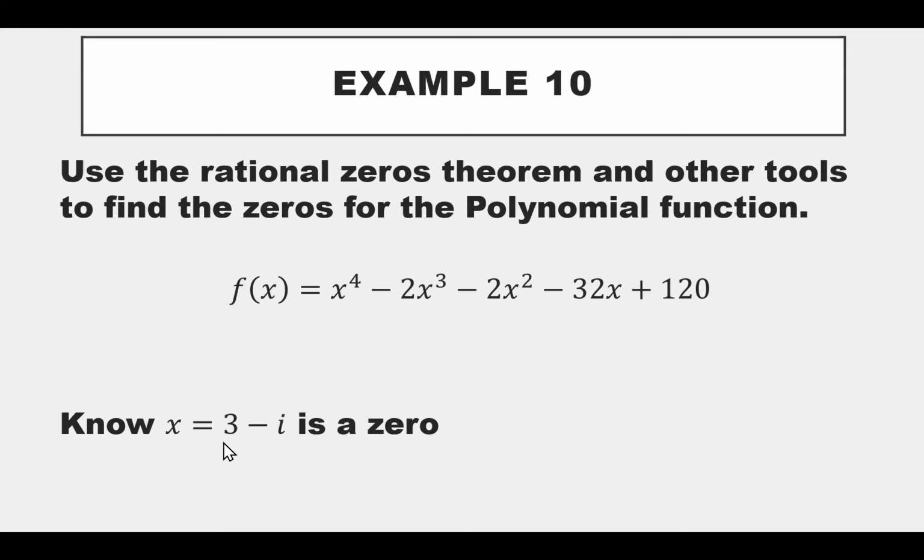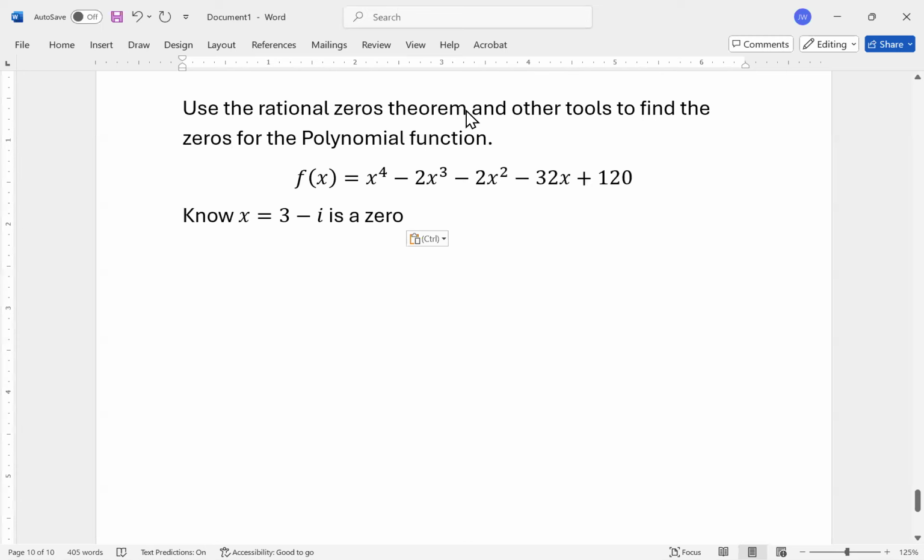But we're lucky in that we know x is equal to 3 minus i is a zero. So how could we take advantage of having this 4th degree polynomial, knowing that 3 minus i is a zero? How could we find the other zeros of this polynomial function? Let's go ahead and do that.